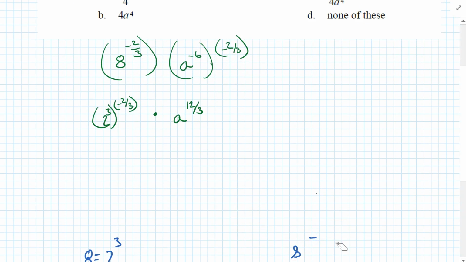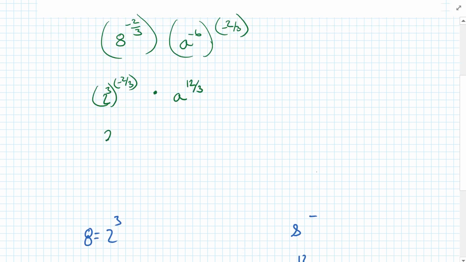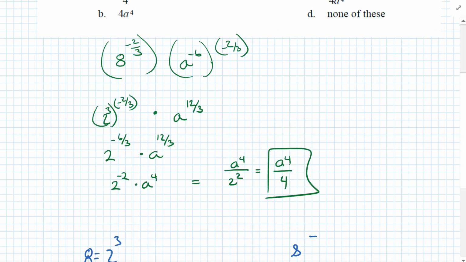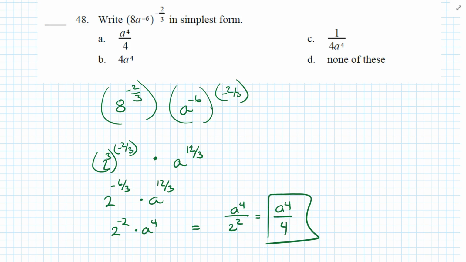Okay, so when we keep doing this, 2 to the 3rd times -2/3 is going to be 2 to the -6/3 times a to the 12/3. Now we can simplify that, so that's going to be 2 to the -2 times a to the 4th. Well, 2 to the -2, to get rid of the negative sign, we can rewrite that as a to the 4th over 2 squared, which is going to be a to the 4th over 4. Our answer is A.